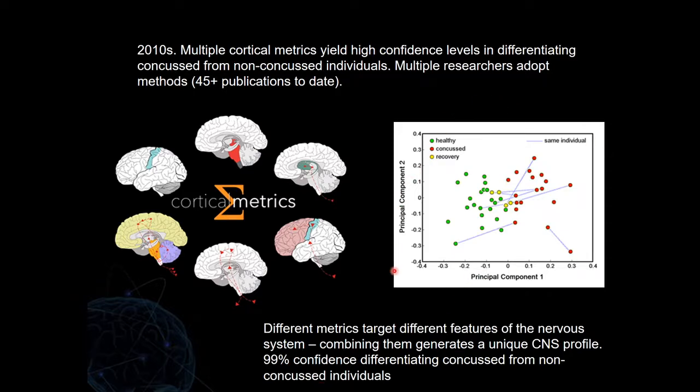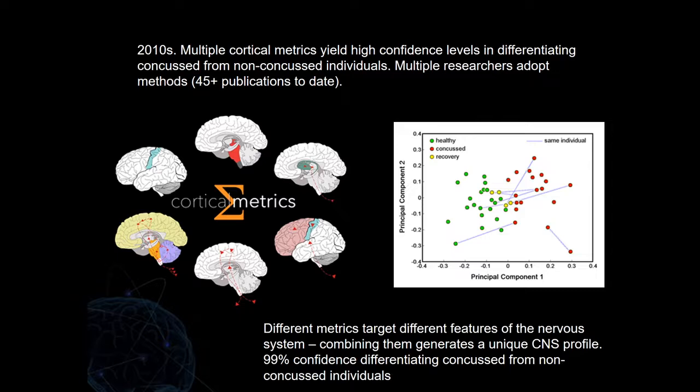And those profiles that you can see here are represented in 2 dimensions. The profiles are actually, in this case, in 8 or 9 dimensions, but it's all been squished down to just a 2-dimensional plot. But basically, this is one of our first data sets where we differentiated concussed from non-concussed individuals. And we did that with a 99% confidence level. And so that encouraged us to move on and take it to the next step.